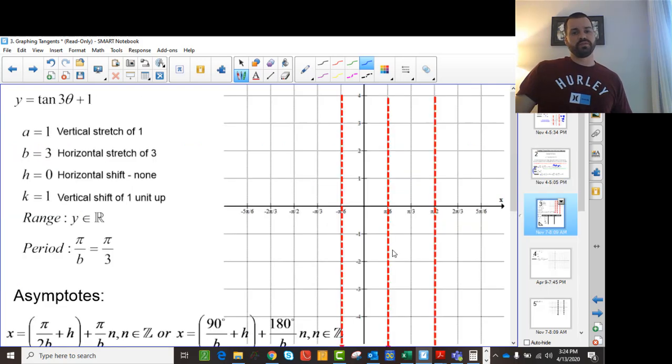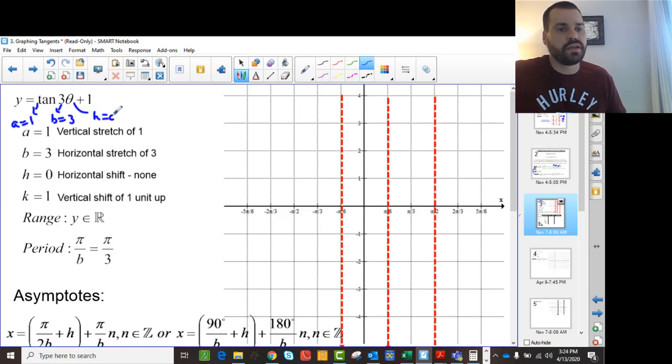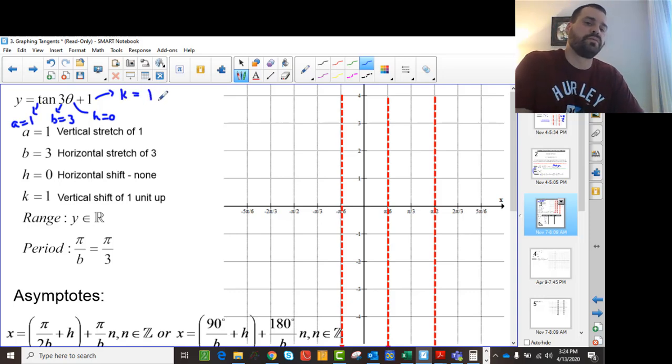So let's look at a few examples of this. We want to draw a tangent here, tangent of 3 theta plus 1. What you want to notice first is your a value here is 1. It's the number in front. Your b value is 3. Your h value is 0 because there's nothing added or subtracted to theta, and then k is 1. So that tells you there's a vertical stretch of 1, there's a horizontal stretch of 3, which means your period is pi over 3. Then the h value is 0, which means there's no horizontal translation, and the k value is 1, so there's a vertical shift of 1 up.